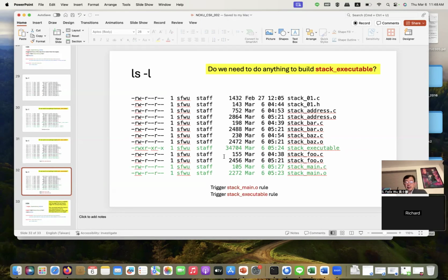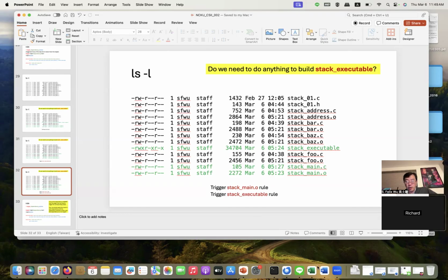The last one, now I further changed the timestamp such that stackman.o is older than stackman.c. That means you actually changed the program stackman.c. And now what you need to do is recompile stackman.o first, and then you need to generate the stack executable, the rule itself.